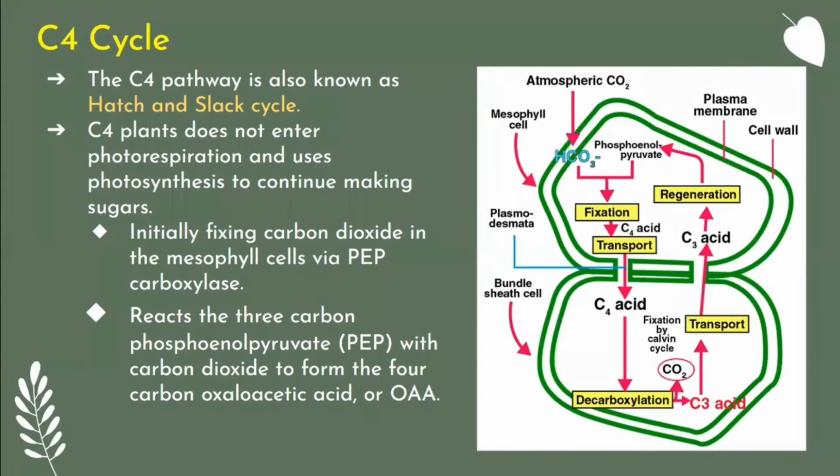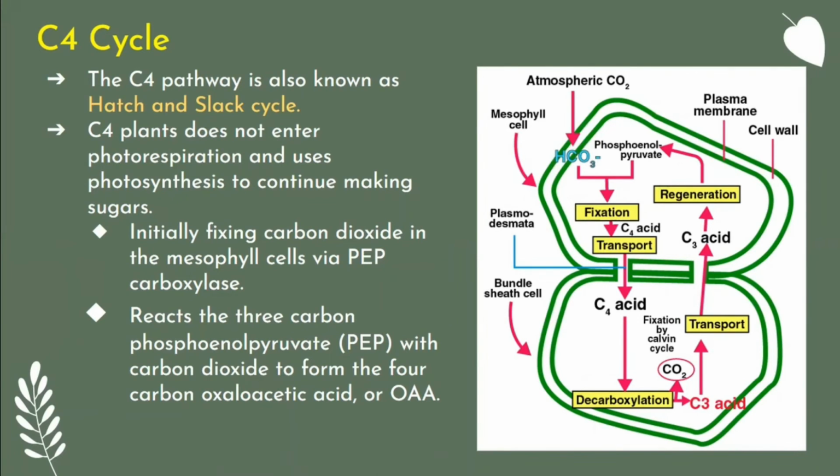First, let us discuss what the C4 cycle is. The C4 cycle is also known as the Hatch and Slack cycle. The plants that use this pathway are called C4 plants. C4 plants avoid or minimize photorespiration and use photosynthesis to continue making sugars. The C4 cycle occurs in mesophyll cells. The pathway works by initially fixing carbon dioxide in the mesophyll cells via the enzyme PEP carboxylase.